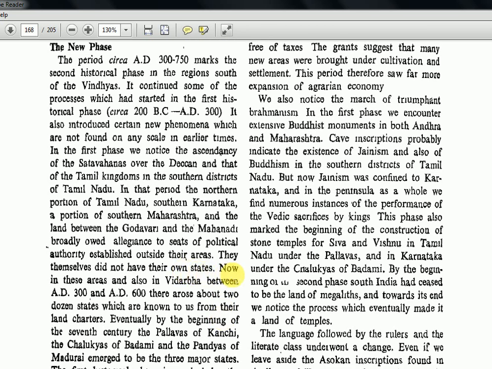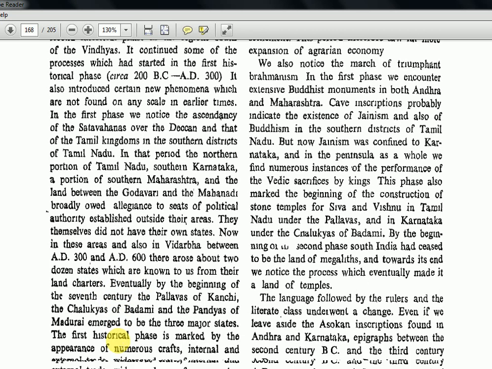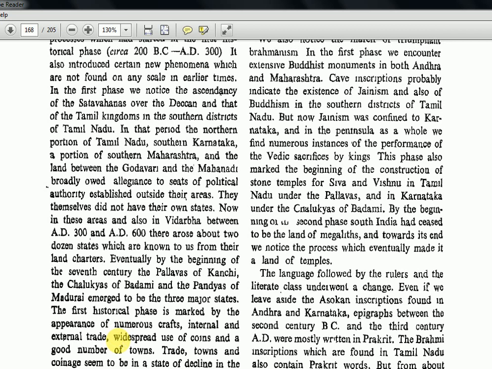Now, in these areas and also in Vidarbha between 300 and 600 AD, there arose about 24 states which are known to us from their land charters. Eventually, by the beginning of the 7th century, the Pallavas of Kanchi, Chalukyas of Badami, and Pandyas of Madurai. These are actually capital cities also.